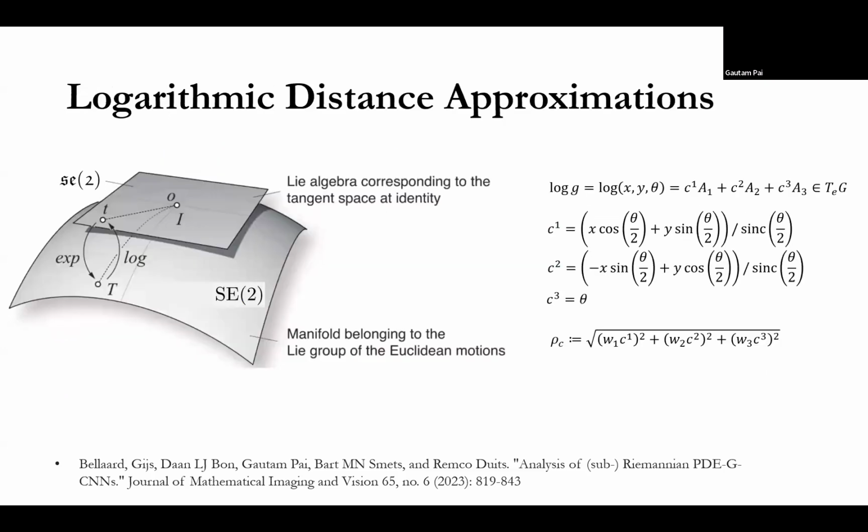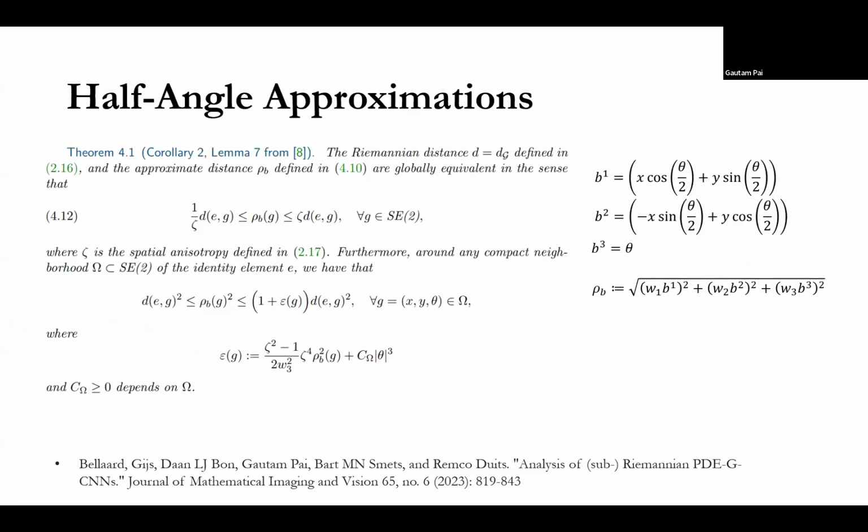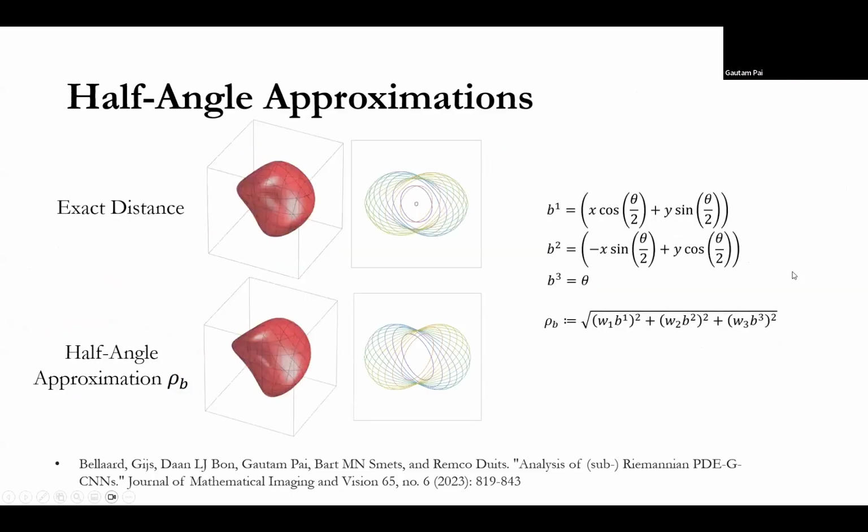And we go a little bit further. We drop this sinc term that exists, and we work with what are called half angle approximations. And we can show that for reasonable spatial anisotropies eta, our approximation is decent. We always work with this logarithmic approximation rho b, which is given by this formula over here. We can also see that by numerically computing it. If you have your exact distance, we compute its analytic half angle approximation, and we see that roughly speaking it's a good approximation to be used in our application.